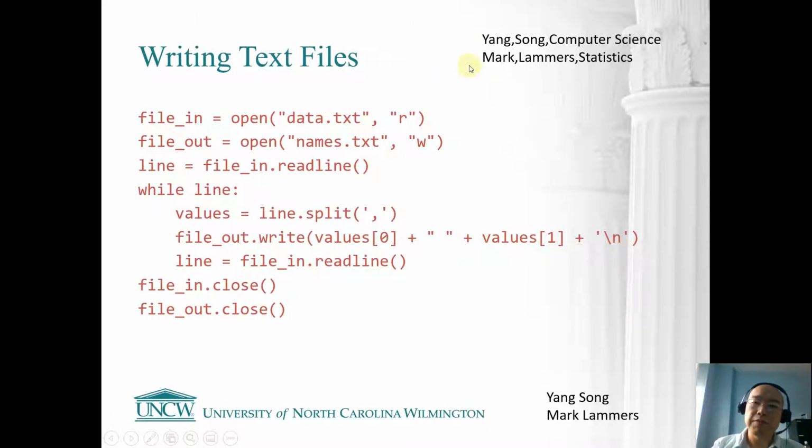So for the first line, we read Yang, Song, computer science, and then after doing the split by comma, we grab the first part, Yang, a space, the second part which is Song, and a line break, and we write that into the file out. Okay? So this is the process, and then eventually we will be able to write Yang space Song and a line break, and then Mark space Lammers, and then another line break.